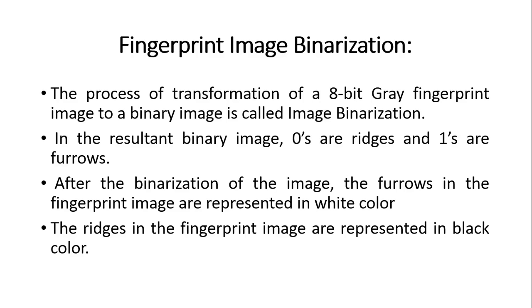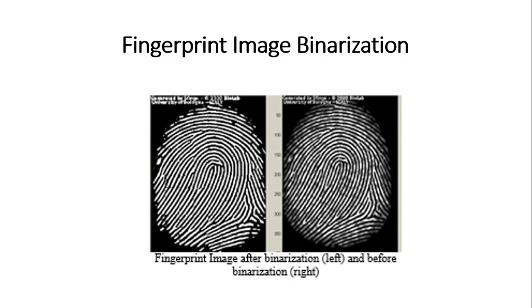The next step is fingerprint image binarization. The process of transformation of an 8-bit gray fingerprint image to a binary image is called image binarization. In the resultant image, zeros are ridges and ones are furrows. The furrows in the image are represented in white color and the ridges are represented in black color. Images before and after binarization are shown here.